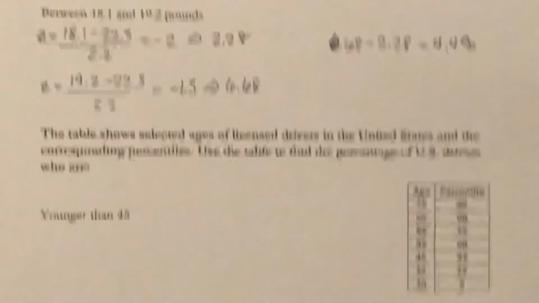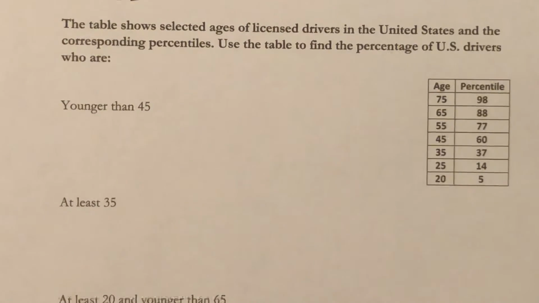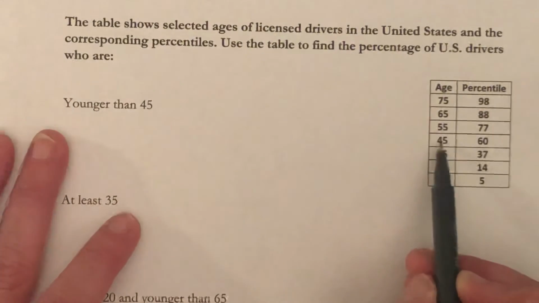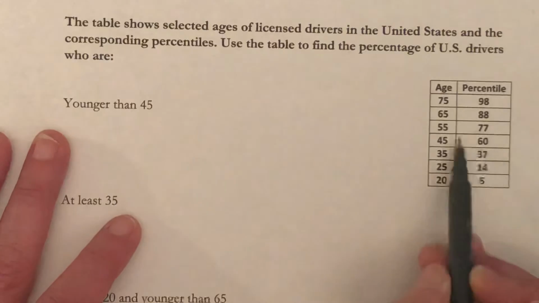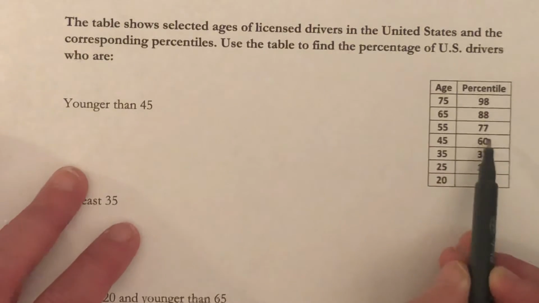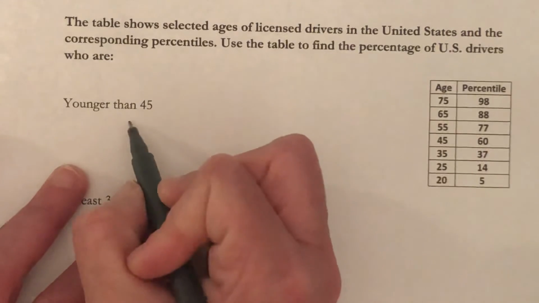Okay, and then one last set of problems. The table shows the selected ages of licensed drivers in the United States and the corresponding percentiles. Use the table to find the percentage of U.S. drivers who are younger than 45. Well, 45 is 60%, and this is the percentile of people below that, so 60% of all people are younger than 45.